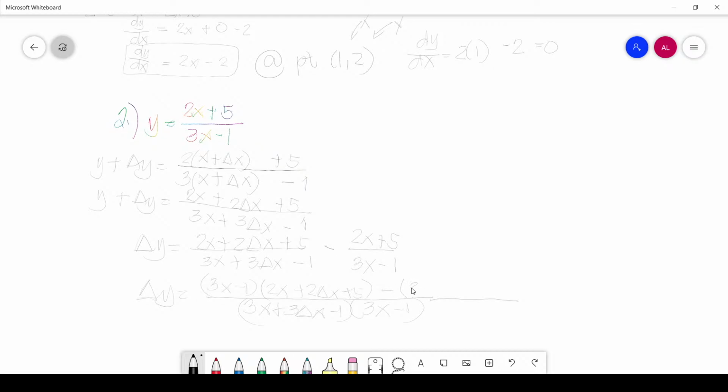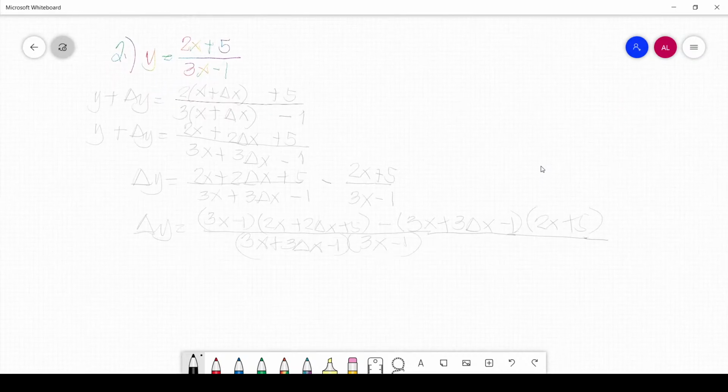Then the other is 3x plus 3 delta x minus 1, multiplied by the numerator, which is 2x plus 5. Okay. So now is the evaluation.